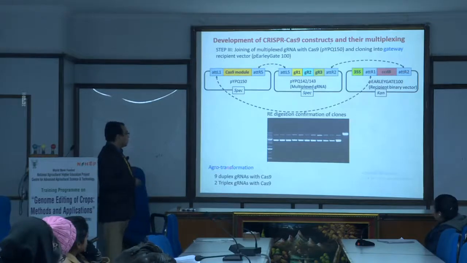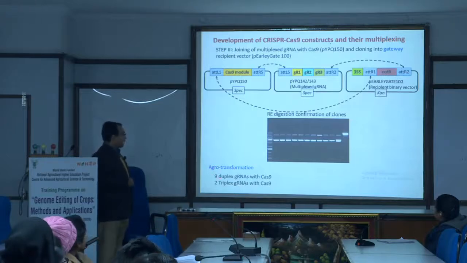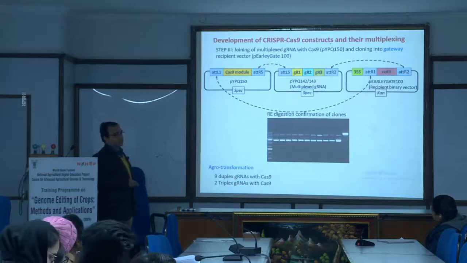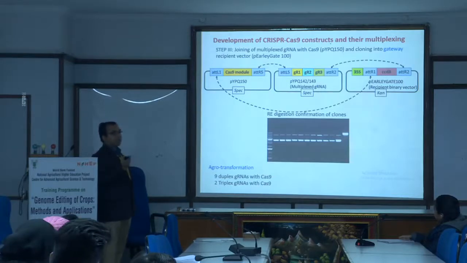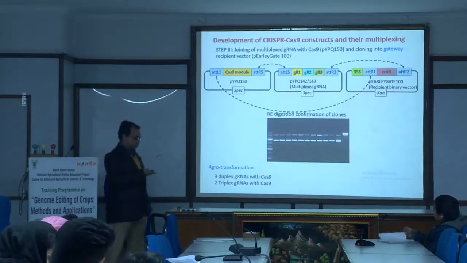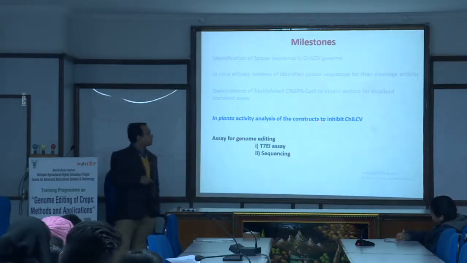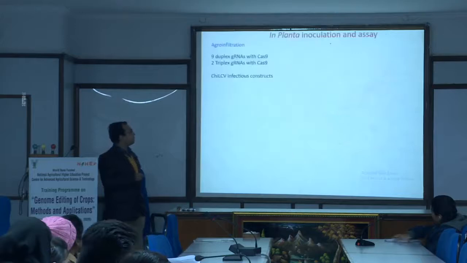So, we did the agro transformation of these 9 duplex gRNAs with Cas9 and 2 triplex gRNAs with Cas9. So, we agro transform them and make them ready for inoculation. So, the next step is the in-plant activity analysis of these constructs to inhibit the chili leaf curl virus.